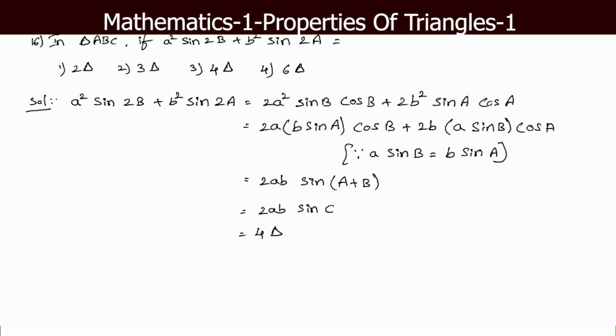That is 2ab into sin(A plus B), that is 2ab sin C. And you know that the area of the triangle, delta, is given to be half bc sin A is equal to half ca sin B is equal to half ab sin C. So using that, 2ab sin C is equal to 4 delta. So the correct option is option number 3.